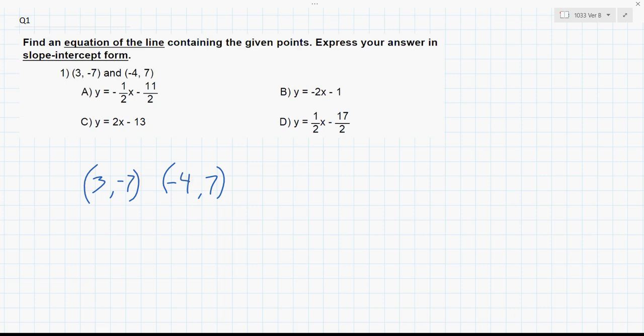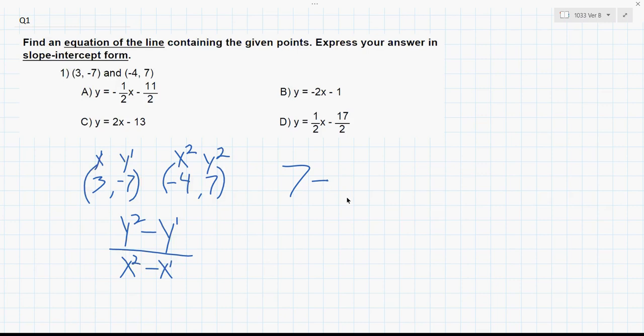I'm looking at this and thinking, I want to identify either the slope or the y-intercept. I can identify slope by plugging into the form rise over run, which is y2 minus y1 over x2 minus x1. We'll label these x1, y1, x2, y2, and plug these numbers in: 7 minus a -7, divided by -4 minus a 3.